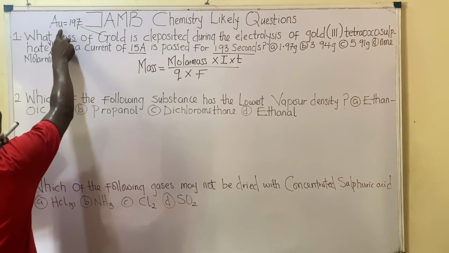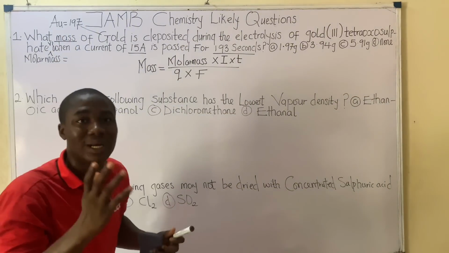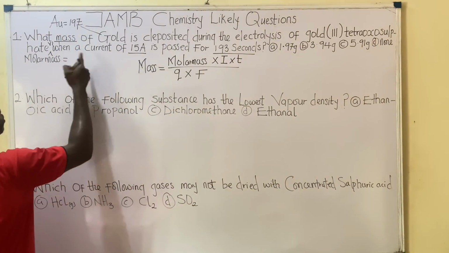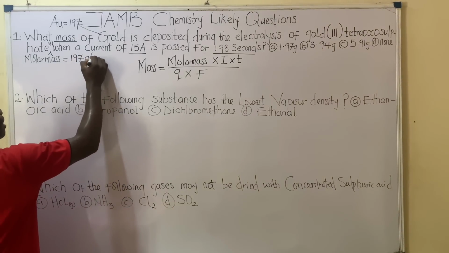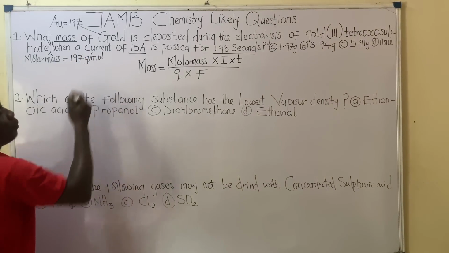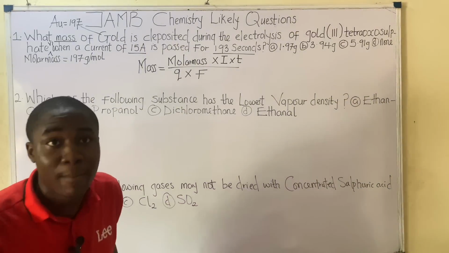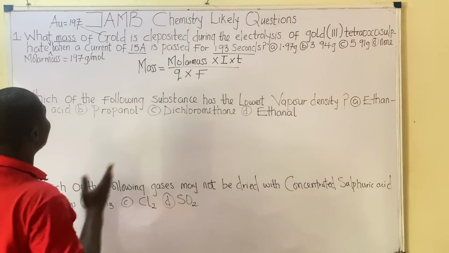So because I said the atomic mass of gold is 197, what becomes the molar mass of gold, which we'll be using in this question, is going to be 197 grams per mole. The reason I wrote gram per mole is because the unit for molar mass is grams per mole. Do you understand? So that's for that.